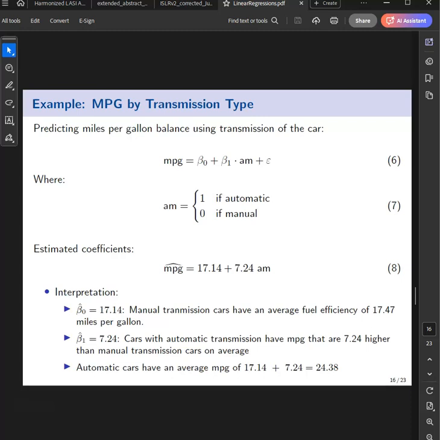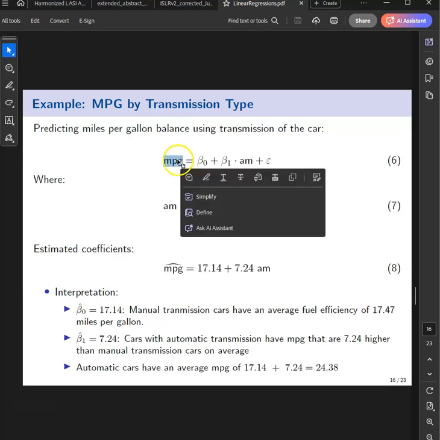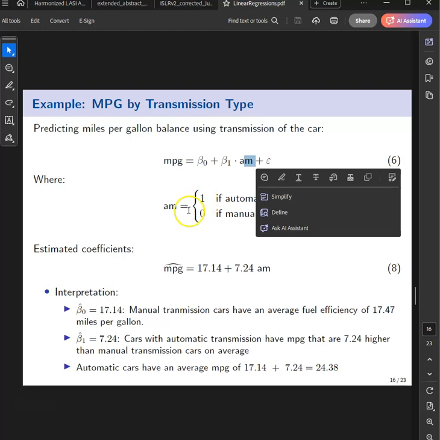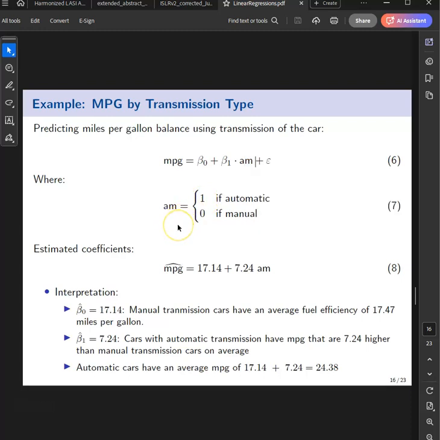Let's walk through a concrete example. Suppose we are looking at the association between miles per gallon, MPG, and the type of transmission, AM. AM is a dummy which takes the value 1 if the transmission type is automatic and 0 if the transmission type is manual. And if we run the regression, suppose we end up with this regression. So MPG hat is 17.14 plus 7.24 times AM. This 17.14 means that manual transmission cars on average have a fuel efficiency of 17.14 miles per gallon.